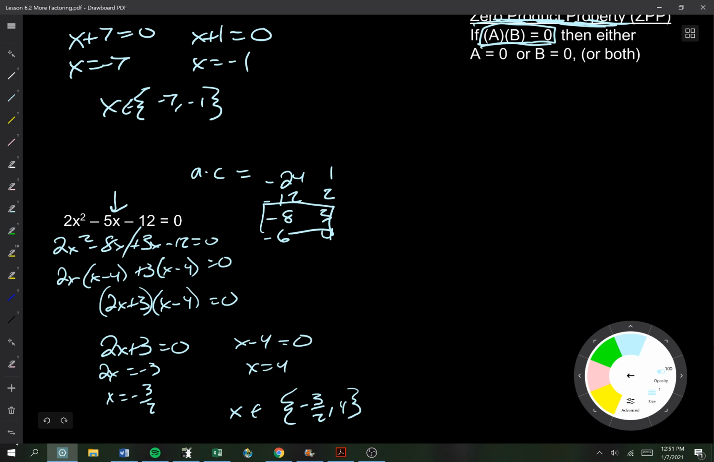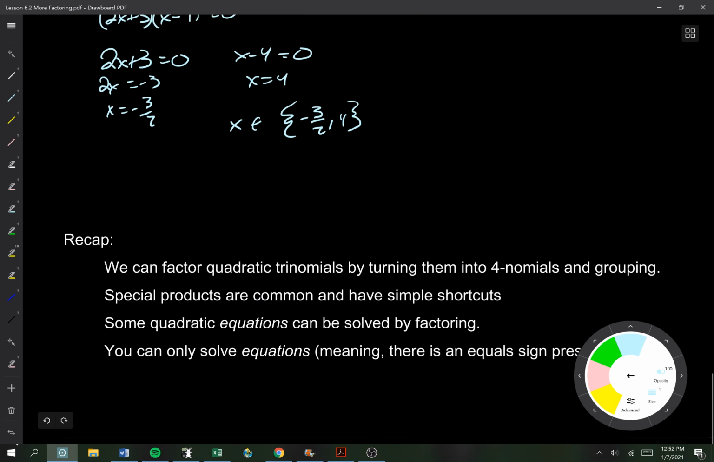Okay, so that's how you solve by factoring. You must have an equation to be able to solve by factoring. And to have an equation means you have an equals sign somewhere. Otherwise, you don't solve. You can factor, which is a different way to rearrange an expression to make it more useful or to understand different components of it.